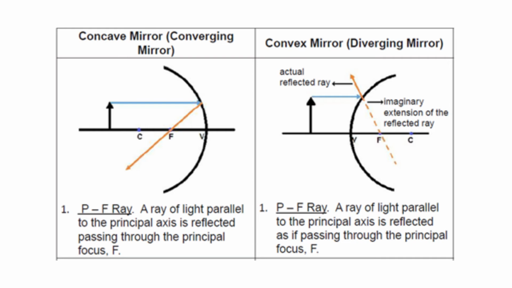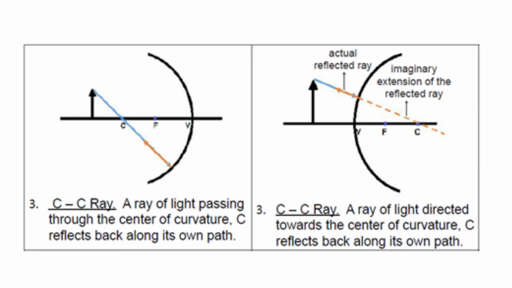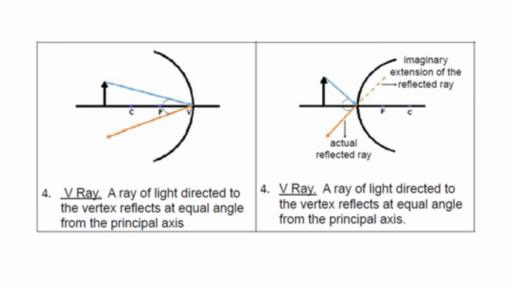PF ray, a ray of light parallel to the principal axis, is reflected passing through the principal focus F. FP ray, a ray of light passing through the focus F is reflected parallel to the principal axis. CC ray, a ray of light passing through or directed towards the center of curvature C, reflects back along its own path. V ray, a ray of light directed to the vertex, reflects at equal angle from the principal axis.